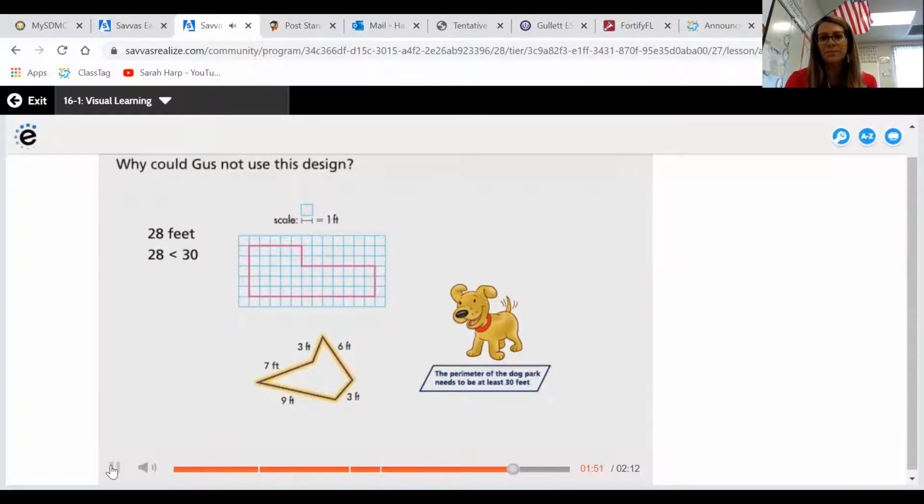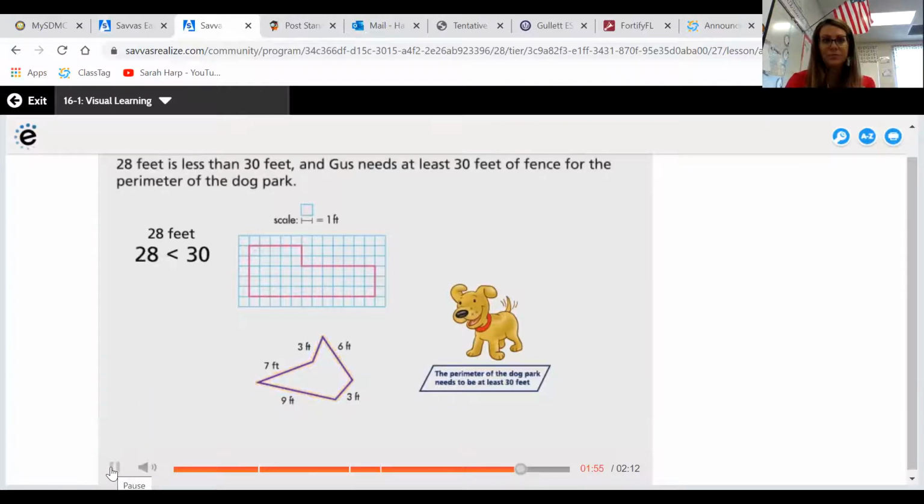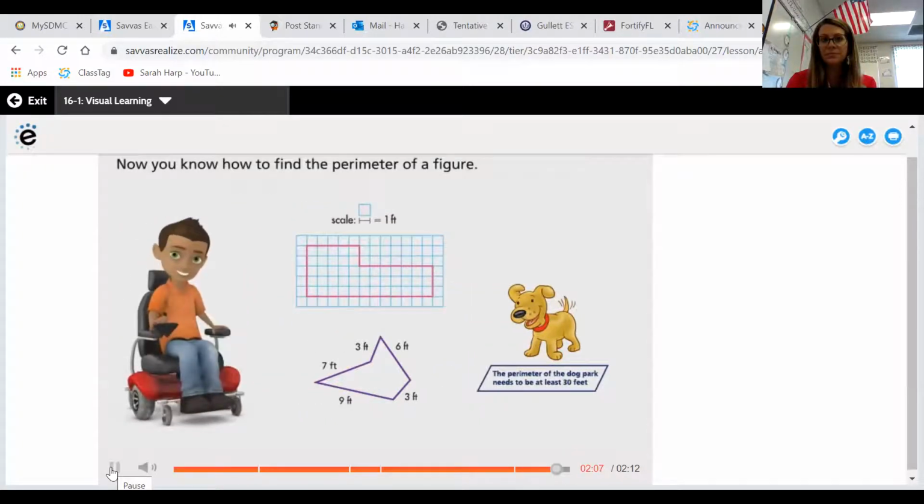Why could Gus not use this design? So if this design down here was 28, why can't he use it? Think about that. Think about the question and what they want. Remember, the perimeter of the dog park needs to be at least 30 feet. If this one's 28, it's pretty obvious why we can't use it, right? 28 feet is less than 30 feet, and Gus needs at least 30 feet of fence for the perimeter of the dog park. Now you know how to find the perimeter of a figure.